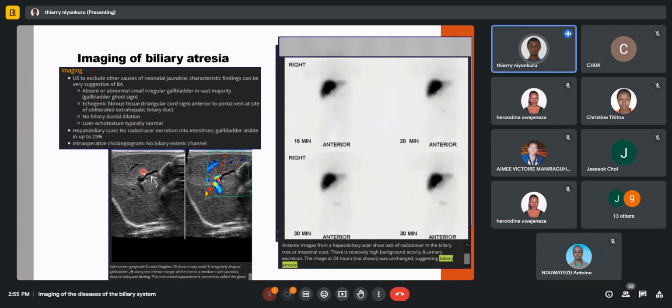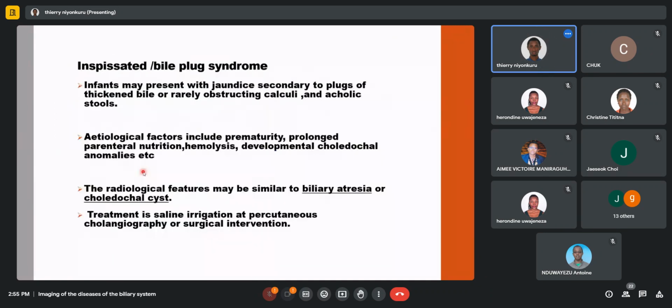Even if we can see a portion of the gallbladder, which is small, it is called the gallbladder ghost sign. There is inspissated bile or plaque syndrome.